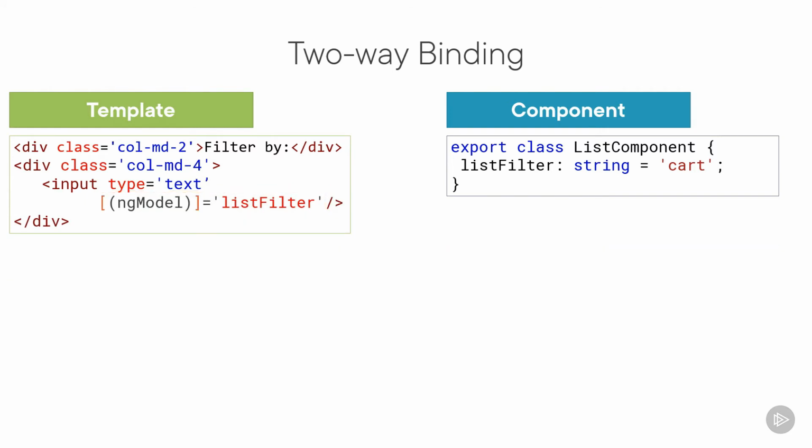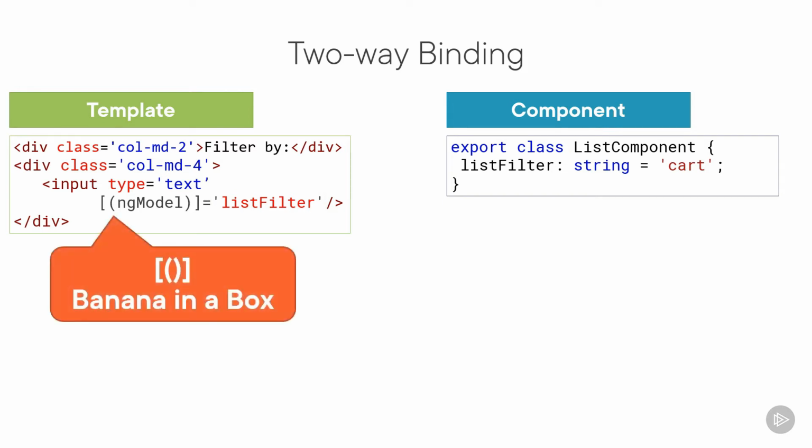We enclose ngModel in square brackets to indicate property binding from the component property to the input element, and parentheses to indicate event binding to send a notification of the user-entered text back to the component. We assign this directive to a component property. To help us remember which order to put the two sets of brackets, visualize a banana in a box. Square brackets for the box on the outside, and parentheses for the banana on the inside.